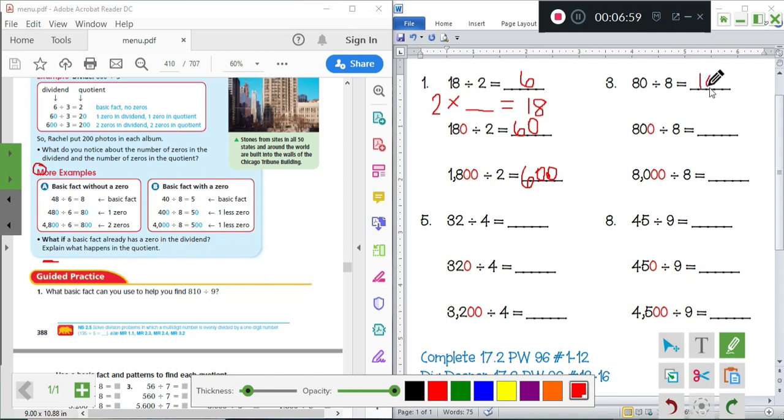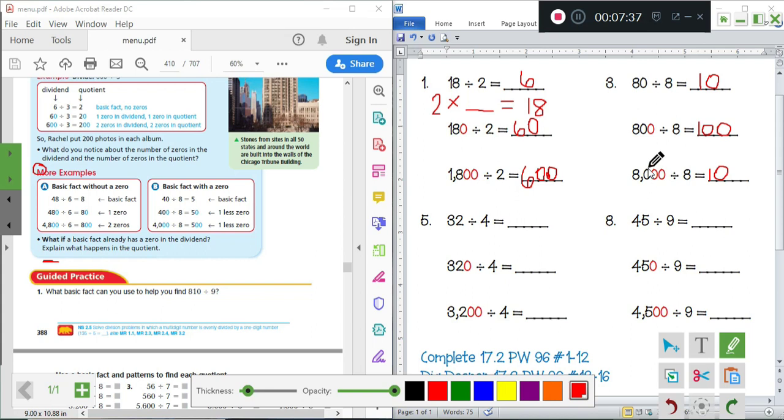Exactly, 10. So don't think, oh no, I already have a 0. What you can already do is go ahead and put that basic fact on the line. And then if it's already on the line, you can add on zeros from there. How many zeros should I have in 800 divided by 8? Well, 1 zero was added on. My basic fact was 10, so I must add on 1 more zero.